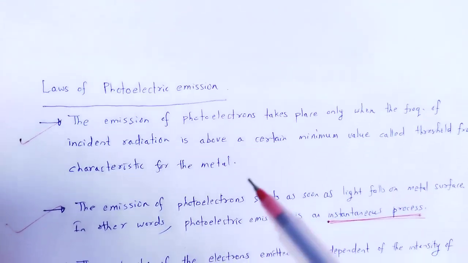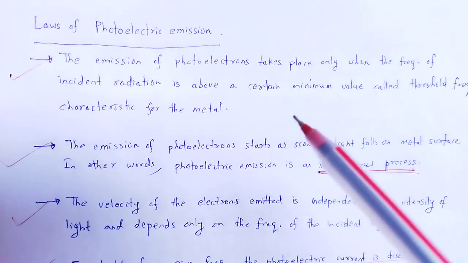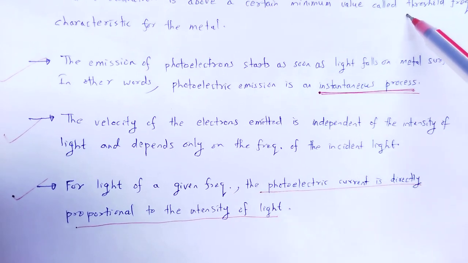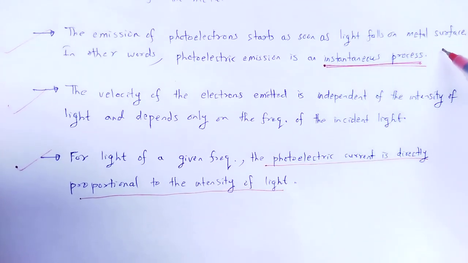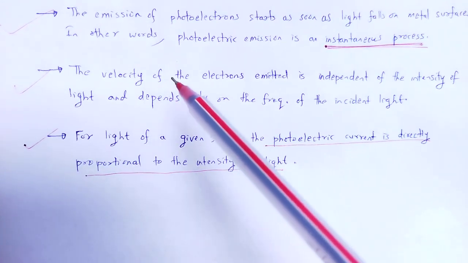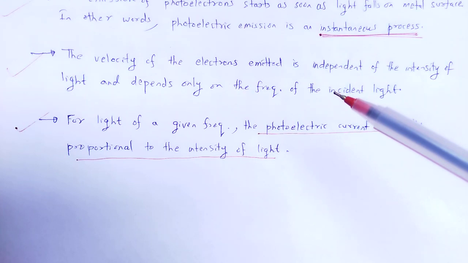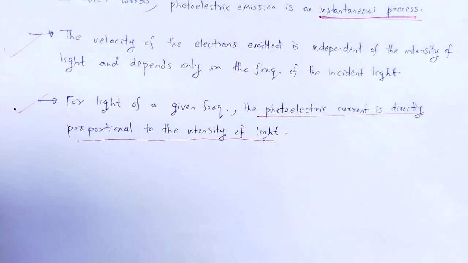And finally, the laws of photoelectric emission from the experimental conclusions. First, what is threshold frequency? Next, that the process is called instantaneous, and how it is dependent or independent of frequency as well as intensity of light. So, with these useful and informative notes, let me wind up the session. Thank you.